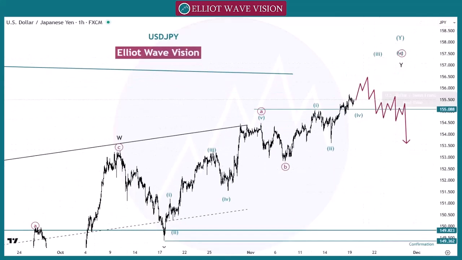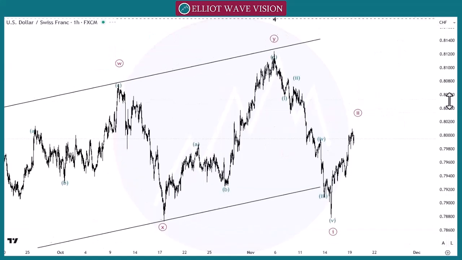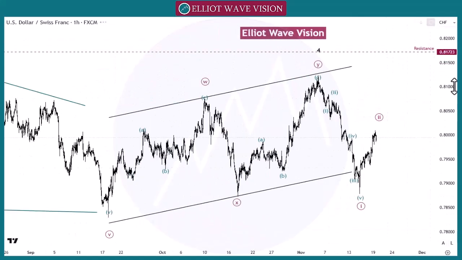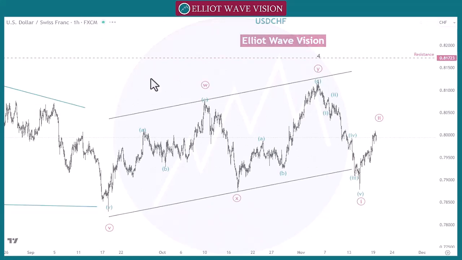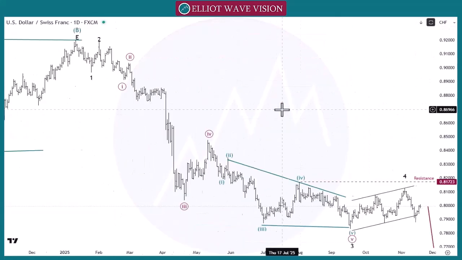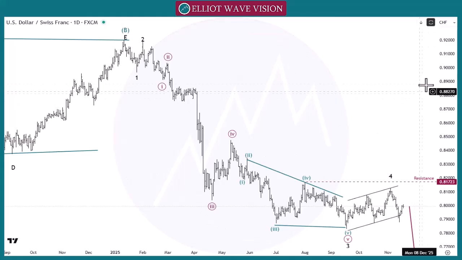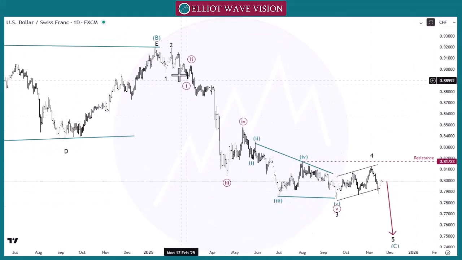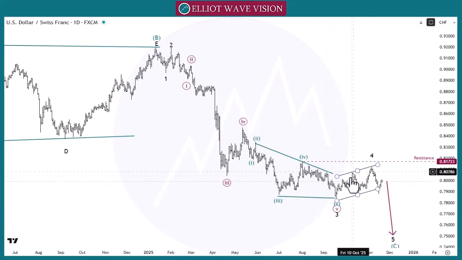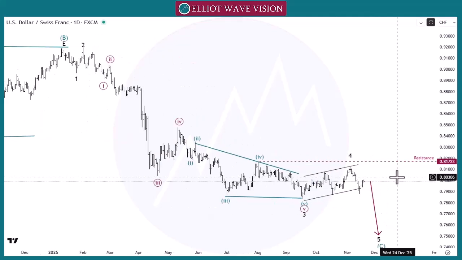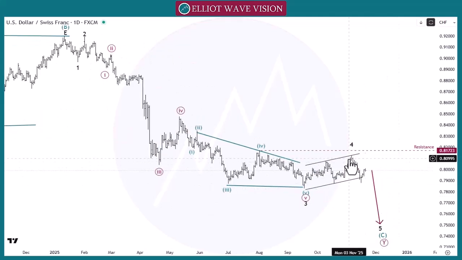So let's check the last pair, CHF. In CHF, market gave us the wave 1, wave 2, wave 3 and wave 4 now. Now this wave 4 may complete it and market give us the clear impulsive move.